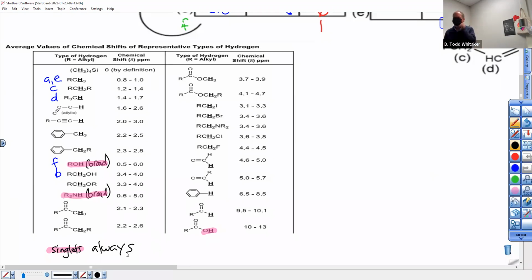We don't know what that means, but maybe you want to make those additions to yours for when you're studying. And yeah, this one's broad too. OHs and NHs are broad. That means they're wide. And they're singlets. We don't know what that means. So singlets coming up. Broad.